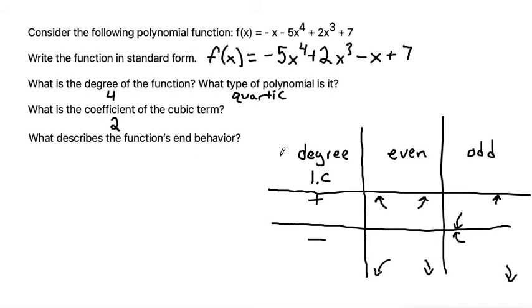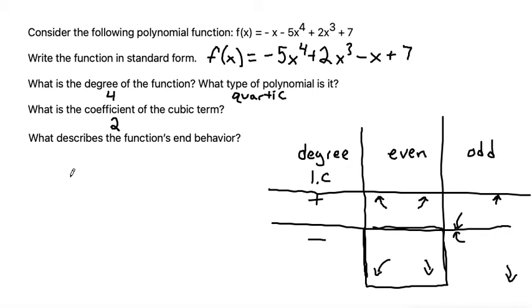So for this one, let's figure out which square we're going to fall into. Well, we have a quartic, or a degree of 4. 4 is an even number, so we're going to be under even, not odd. And the leading coefficient is negative 5, so that's a negative leading coefficient. That puts us into this box right here. So we know that our end behavior is going to go down, down.